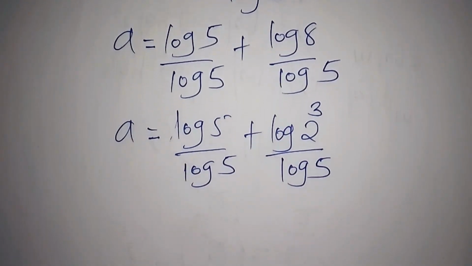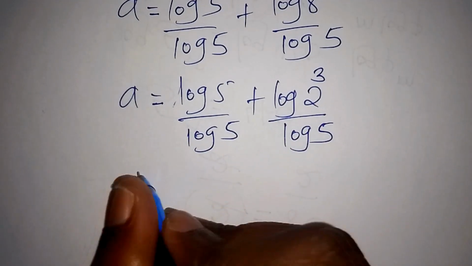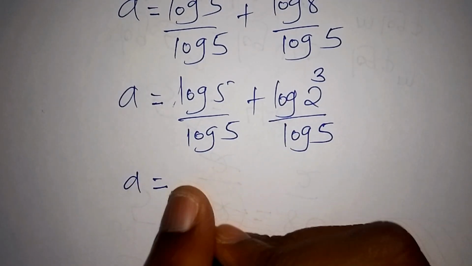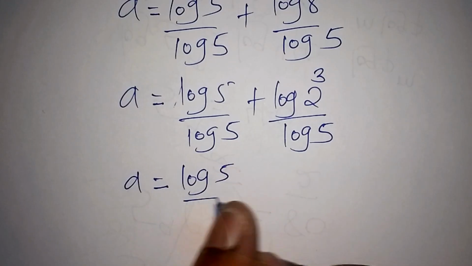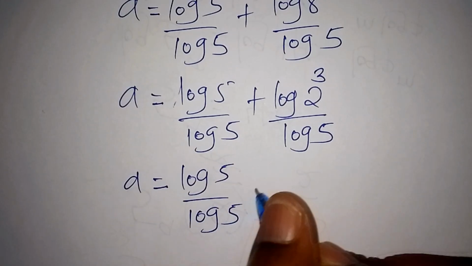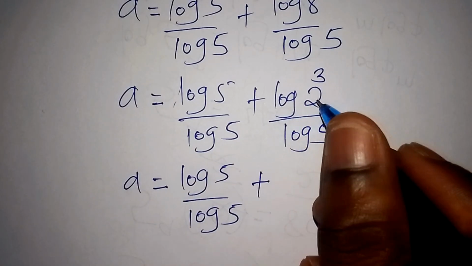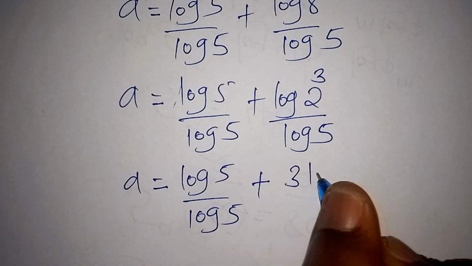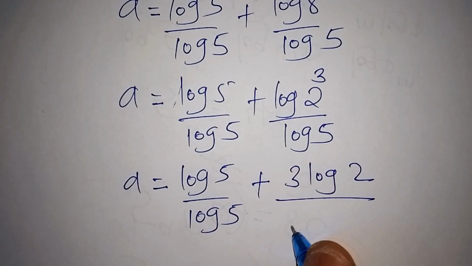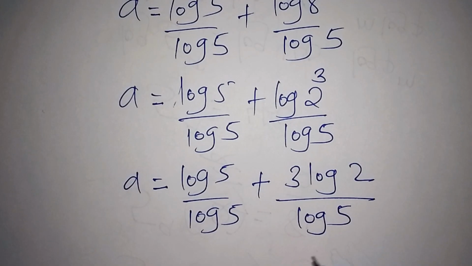So here we have a is equal to the log 5 all over the log of 5, plus, since the log of 2 to the power of 3 can also be written as 3 times the log of 2, 3 the log of 2 all over the log of 5.